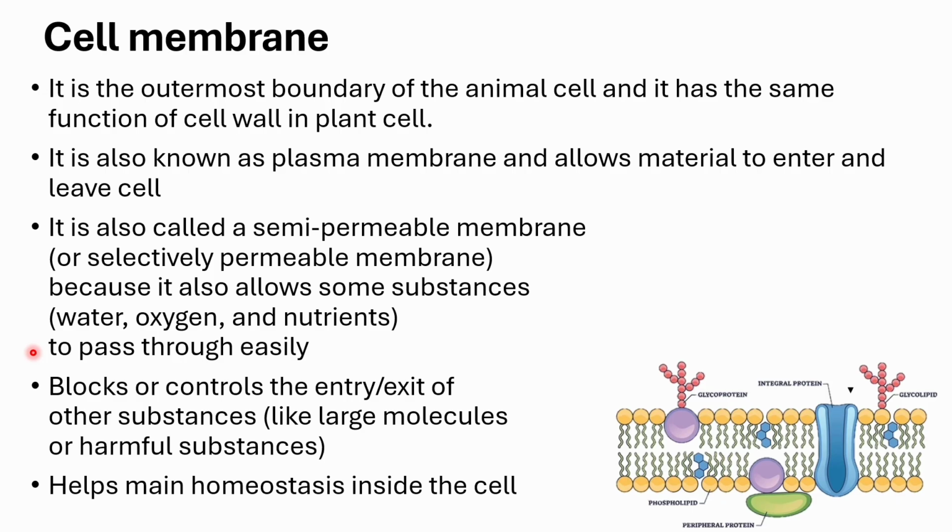Let's talk about the cell membrane. It is the outermost boundary of the animal cell, and it has the same function as the cell wall in the plant cell. It is known as the plasma membrane, and it allows material to enter and leave the cell. It's also called a semi-permeable or selectively permeable membrane, because it allows some substances like water, oxygen, and nutrients to pass through easily. It blocks and controls the entry and exit of other substances like large molecules or harmful substances, and it also helps in maintaining homeostasis inside the cell.